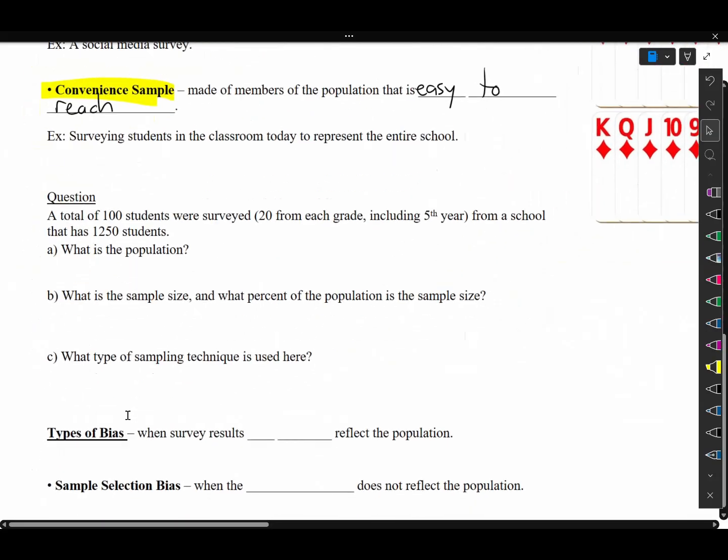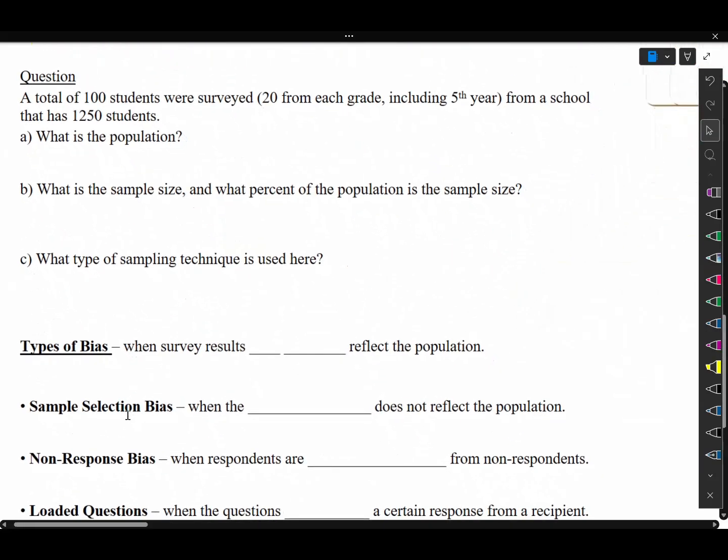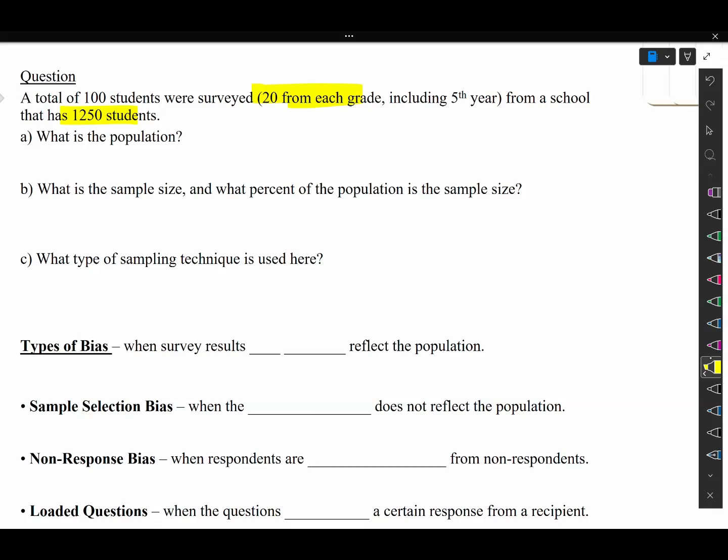So if we're looking at a question right here, if we are really practicing our ability to understand populations and samples and the difference right here, a total of 100 students are surveyed, 20 from each grade, including a fifth year, so a Victory Lap, from a school that has 1,250 students. What's the population? Well, the population is going to be all of the students, all students. Now that's different from the population size. What is the population size? Is 1,250 students, right? So the population is a description of the people that we're talking about. In this case, that is all students.